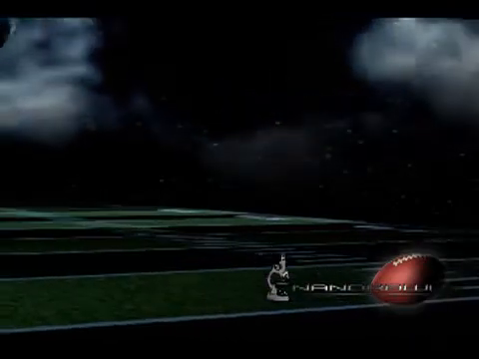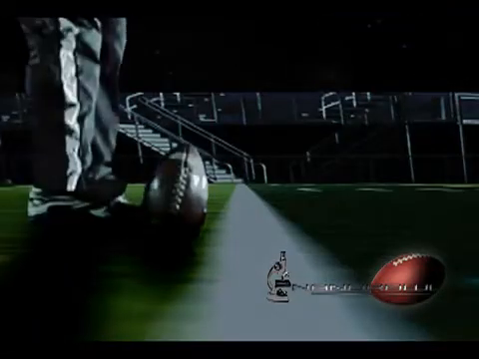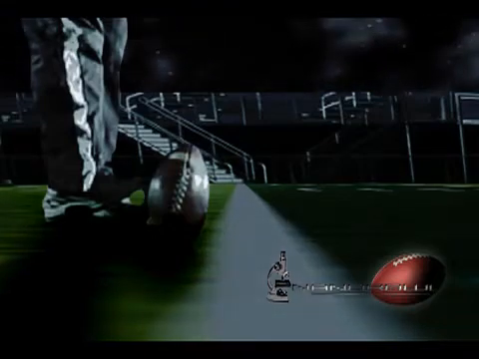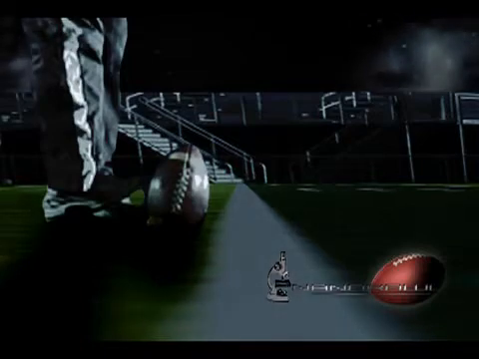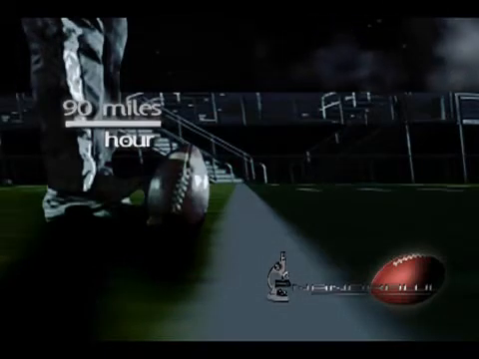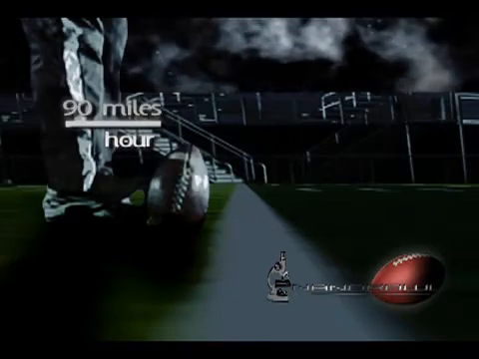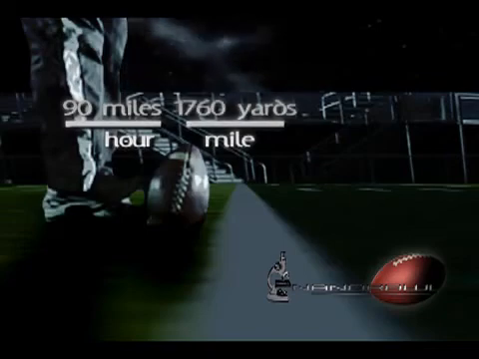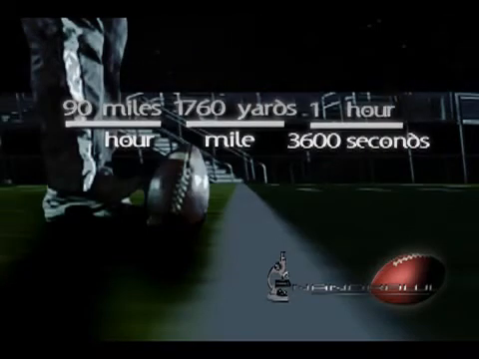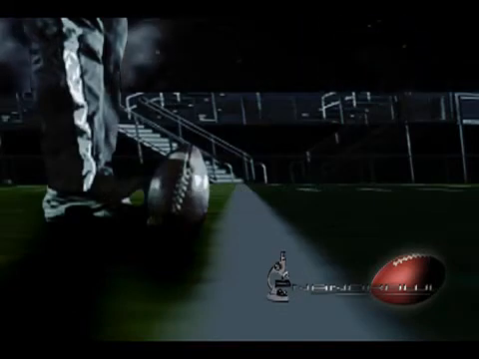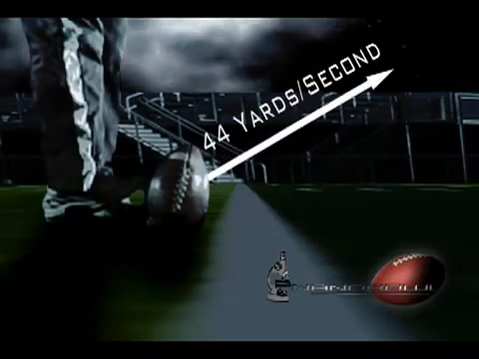Looking at the kickoff of any football game, we can see how prevalent physics is in the game of football. In the NFL, a kickoff can set the football in motion at over 90 miles an hour. But for our case, we'll simply say that the ball is in motion at 90 miles an hour after it is kicked. Since a football field is measured in yards, not miles, we can see through a simple conversion that 90 miles an hour is 44 yards per second. This means that the football's initial velocity is 44 yards per second.